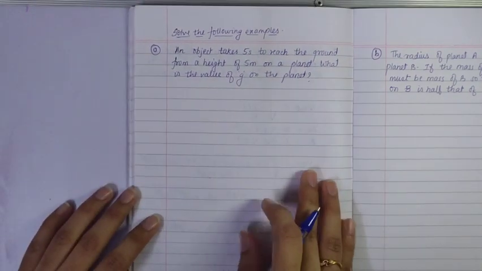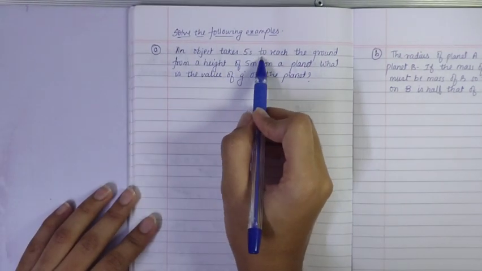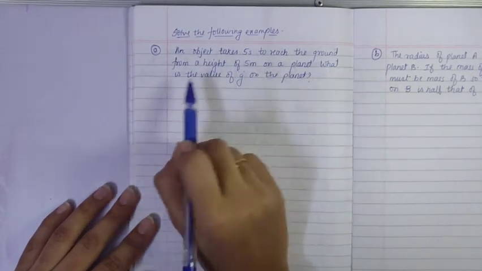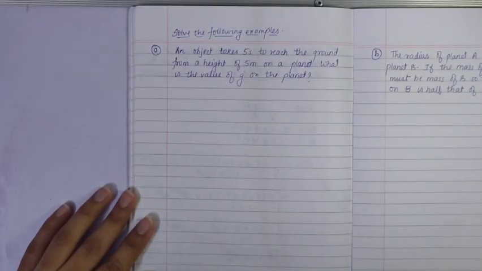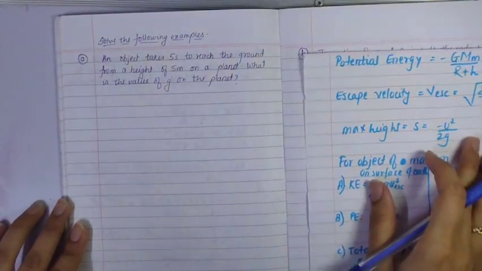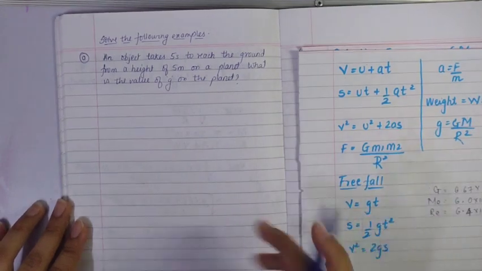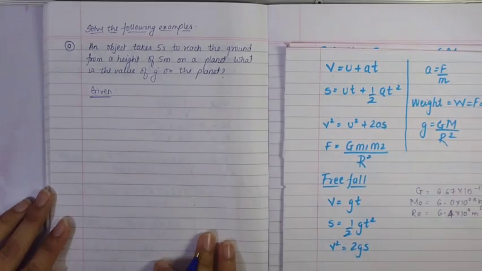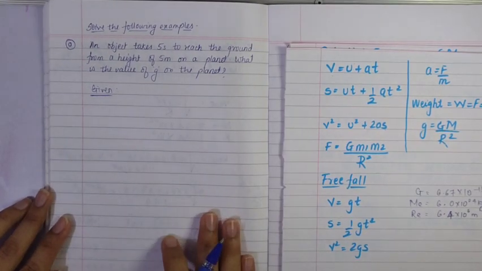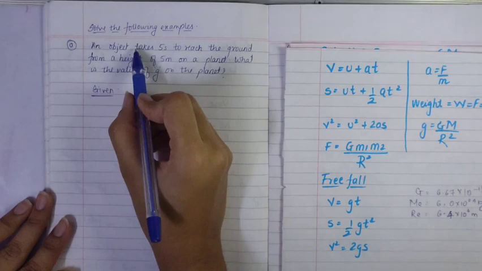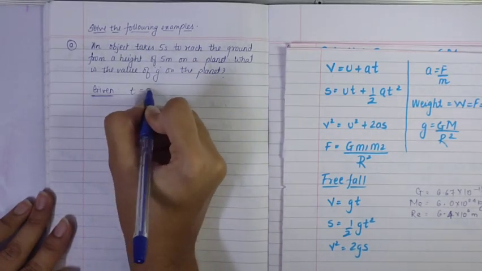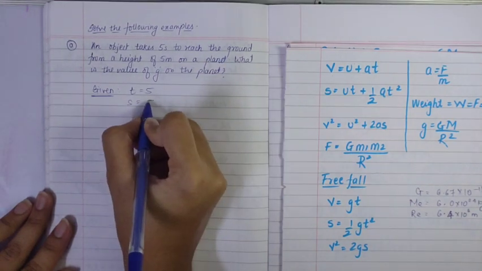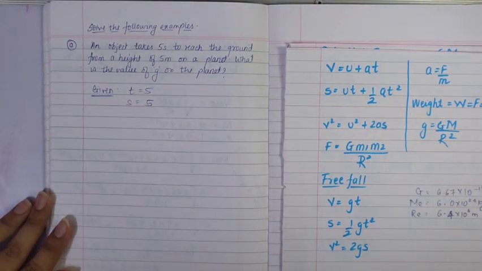So what does the sum say? An object takes 5 seconds to reach the ground from the height of 5 meters on the planet. What is the value of G on the ground? Now, which is the formula that you are going to use here? First, let's write down what is given. So these are your exercise sums. Solve them very carefully and pay attention to them as well. So object takes 5 seconds. So T is 5 seconds. Okay. Now height is also given. Height is 5 meters. What will be the value of G?